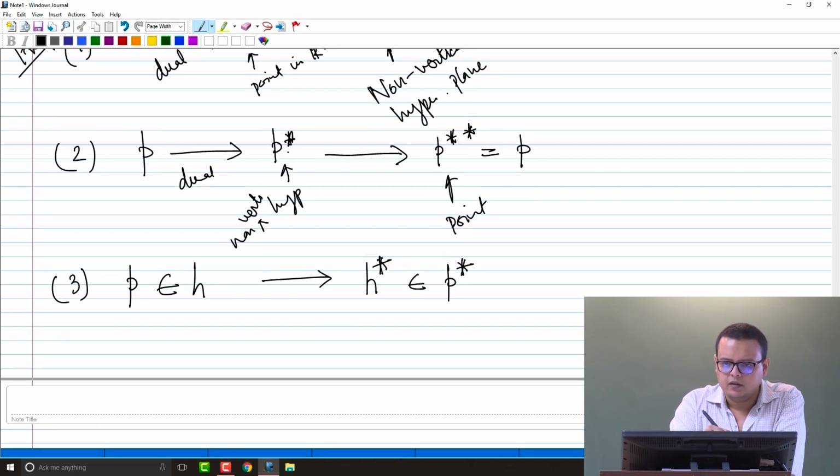This is a point, take the dual, you will get a non-vertical hyperplane again, right? And what I am saying is P star star, which is the dual of P star, will be equal to P. The way we have defined it, if you work out the... Oh okay, I am sorry, it looks like phi, is it? Okay, I am sorry, thank you, it's P.